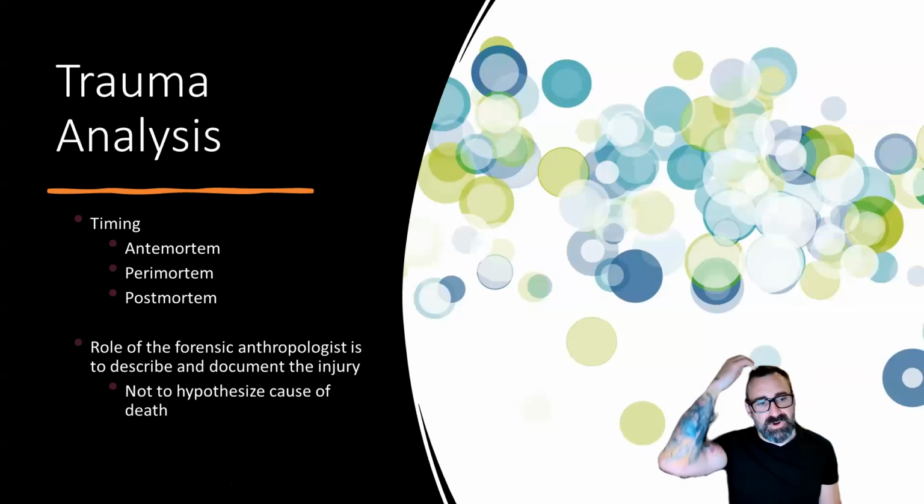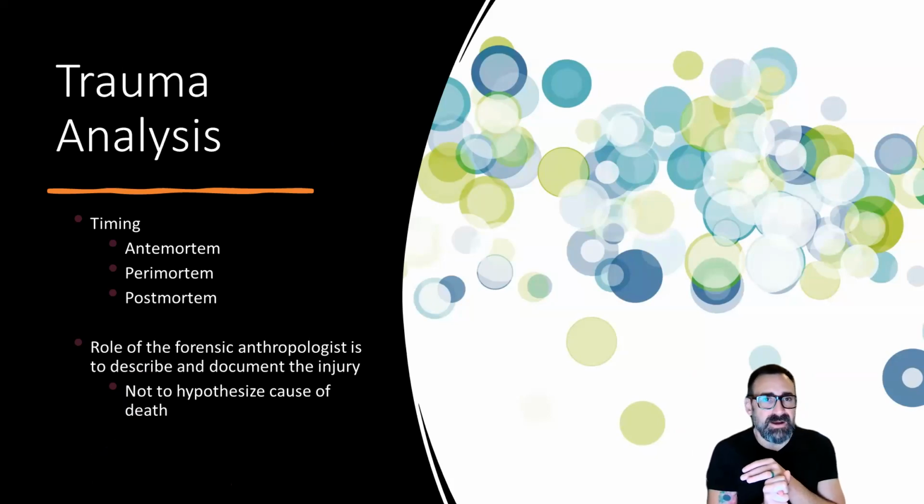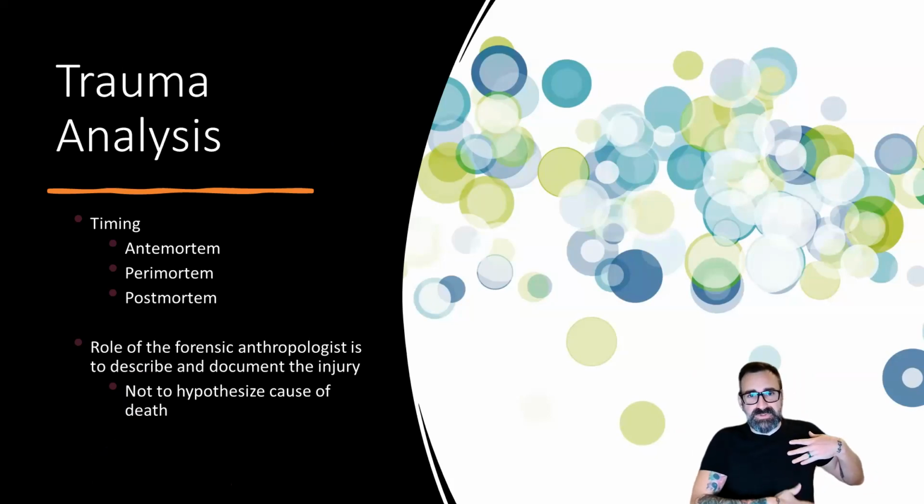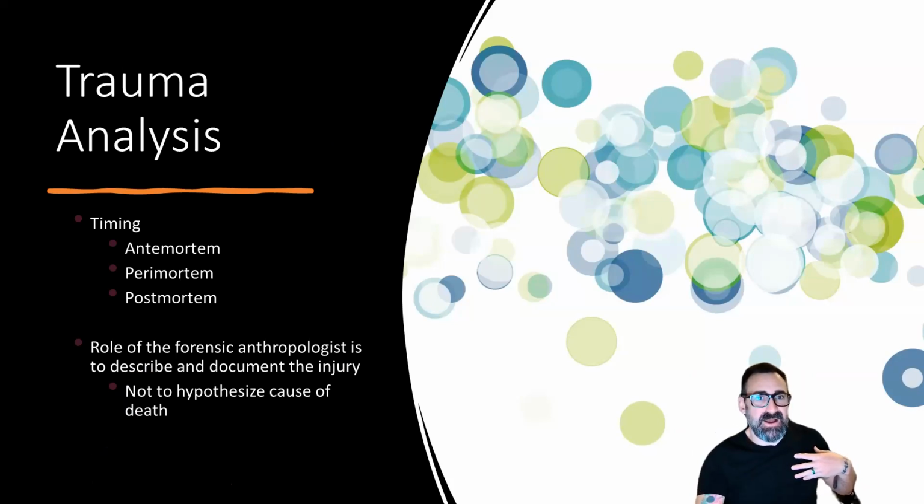So when we analyze trauma, we want to look at things that happen either antemortem. This is stuff that happens before an individual died. So like for me, I have warped ribs on this side because I had really bad asthma as a kid. And because of that, my ribs are kind of misshapen on my left side. So that would be something like antemortem trauma.